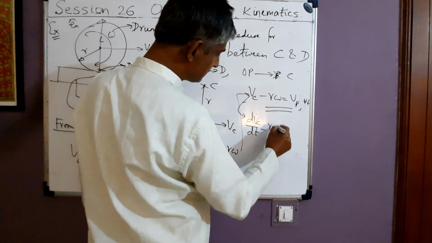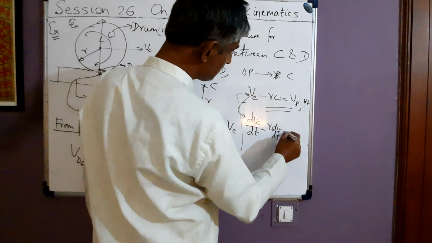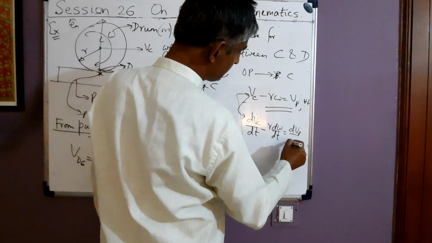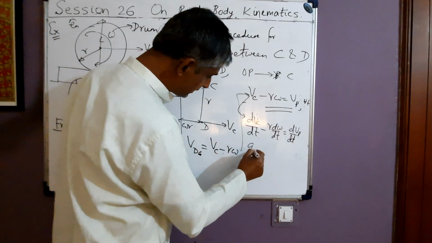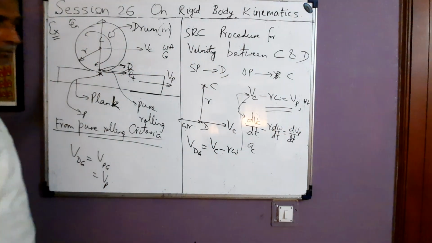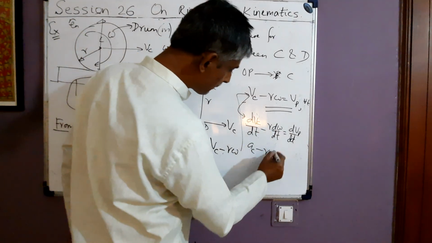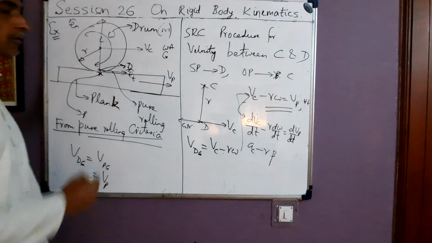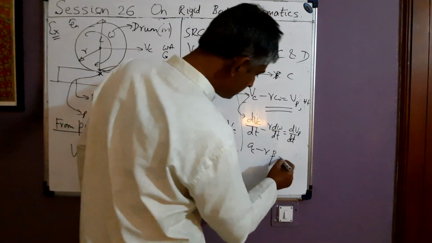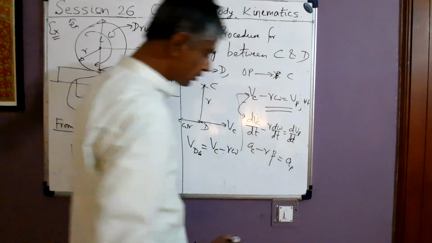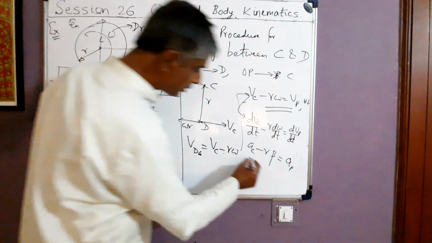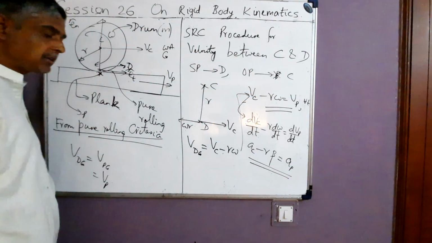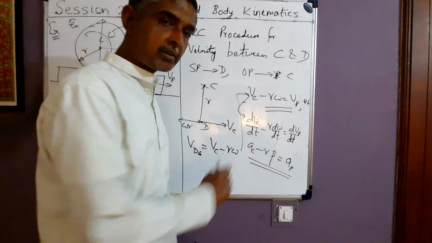dVc by dt minus R d omega by dt becomes dVp by dt. This is nothing but AC, acceleration of center of drum with respect to ground, minus R times d omega by dt, which is beta, angular acceleration of drum with respect to ground, and dVp by dt is AP, acceleration of plank with respect to ground. So this condition which we obtained just now: AC minus R beta is equal to AP.